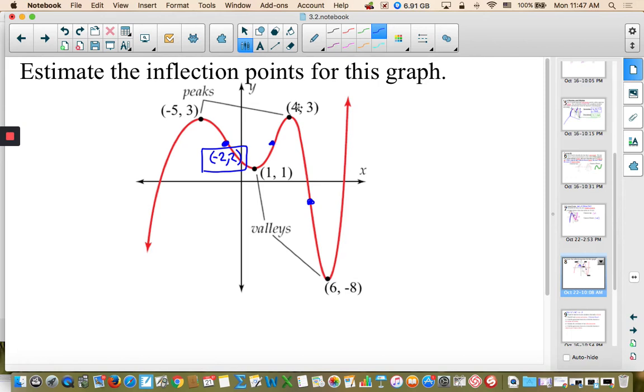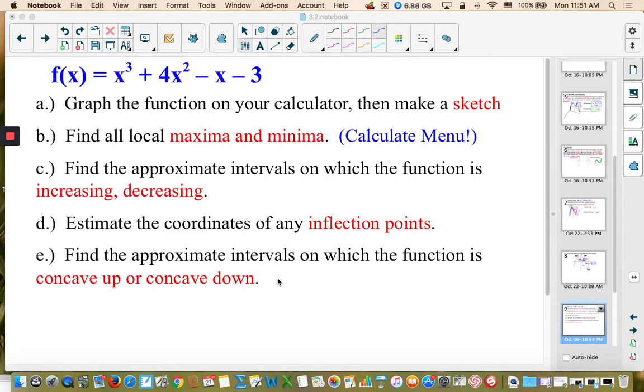Here's a second one. 4 plus 1 is 5, divided by 2 is 5 halves, or 2.5. 3 plus 1 is 4, divided by 2 is 2. Here is my second point of inflection. And then this last one in here, let's see, 4 plus 6 is 10, divided by 2 is 5. 3 plus negative 8 is negative 5, divided by 2 is negative 5 halves, or negative 2.5. Those would be the 3 inflection points for that graph. Again, those are estimates.